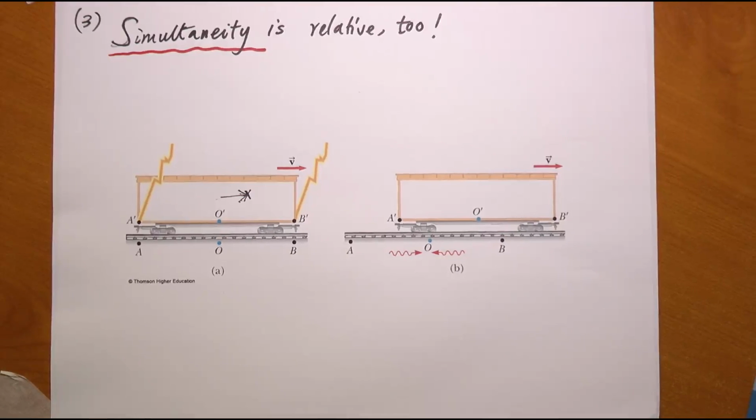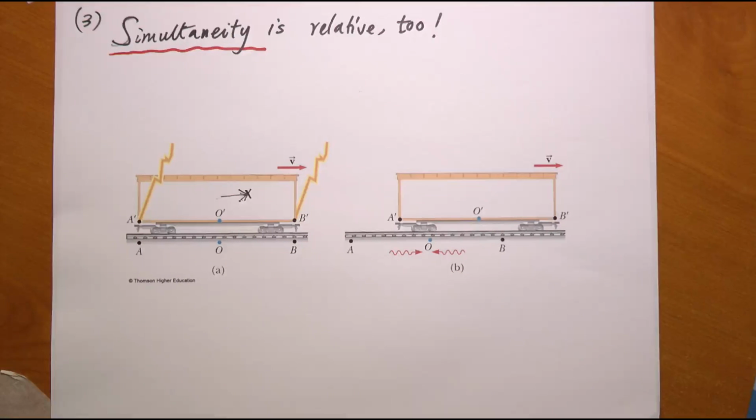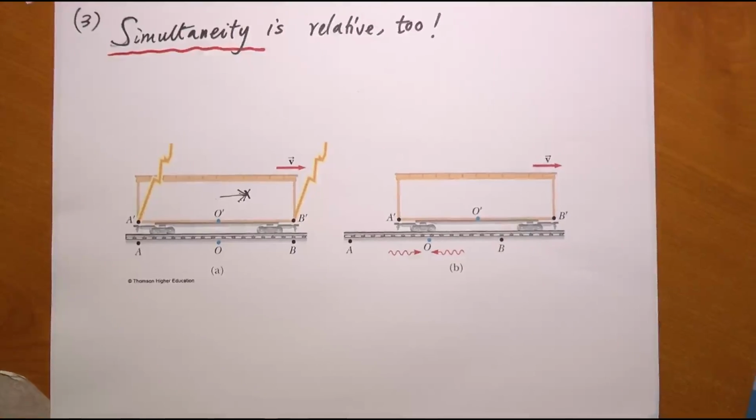Okay, so he does not agree that these two events took place simultaneously. Rather, he said this happened first, this happened the next. So simultaneity is also a relative quantity. If one agrees it's simultaneous, another person in a different frame may not say it's simultaneous.